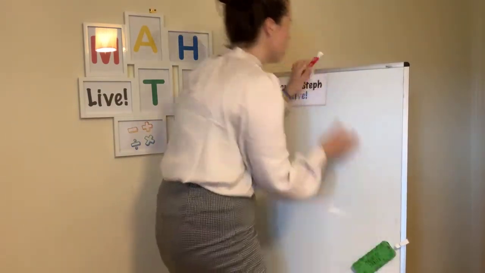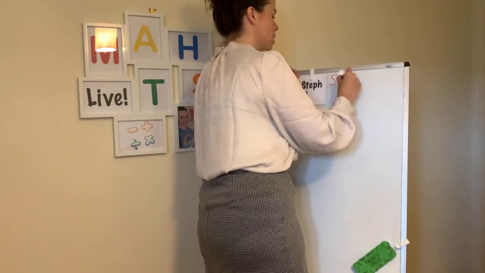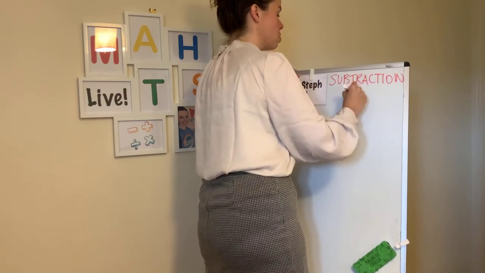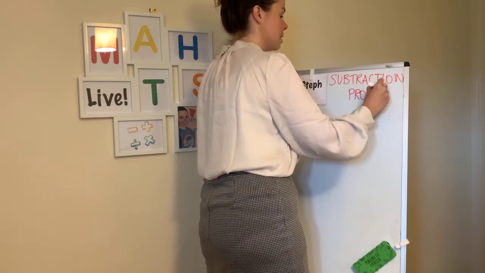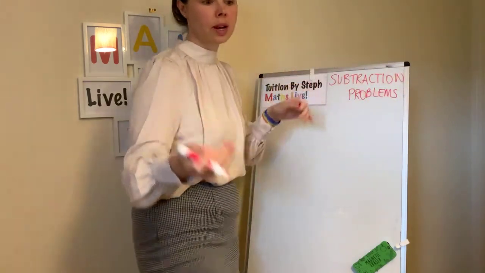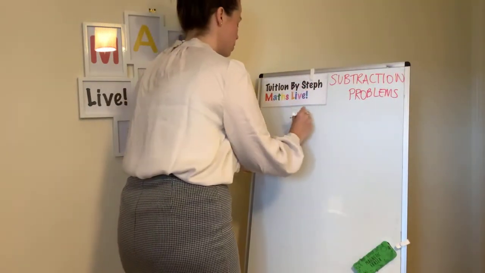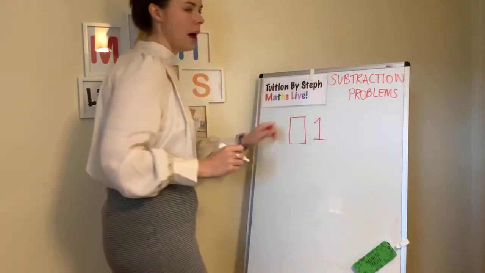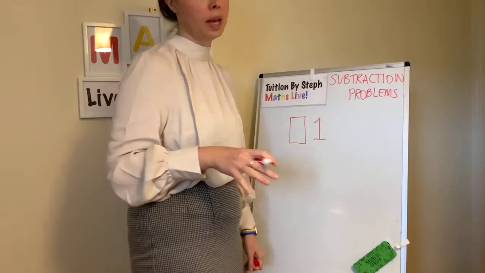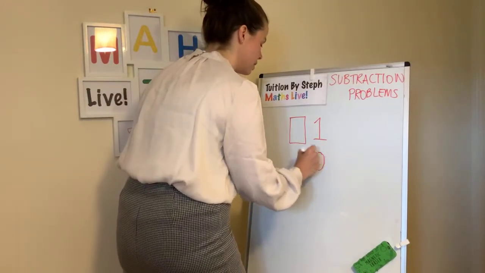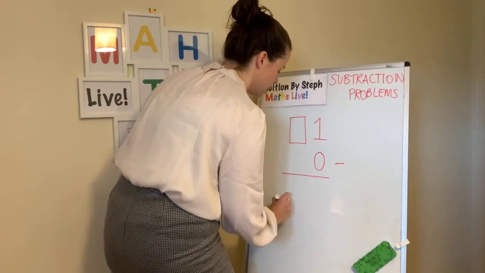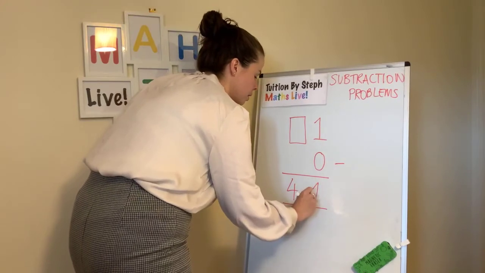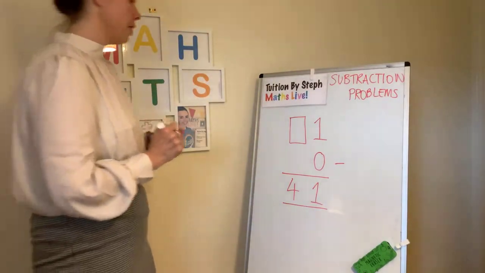So today we are doing subtraction. Subtraction problems, very much like yesterday's lesson, but just subtraction. So for example, the first question, we have the blank box and we have a 1. So we don't know how many tens we have, but we know we have 1 unit. And underneath we have a 0, and of course we are subtracting. Okay, and our answer is 41. 41, and we need to find out the missing value.